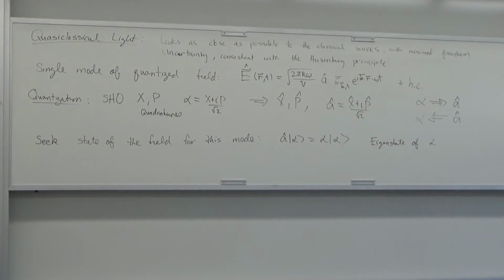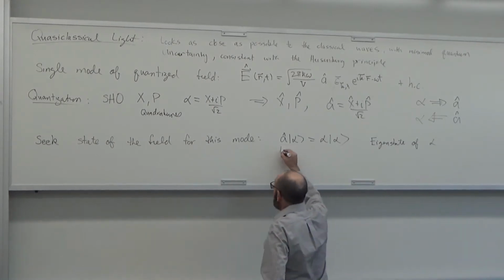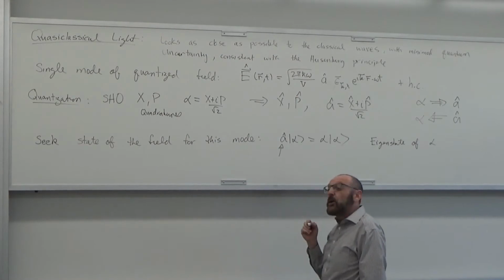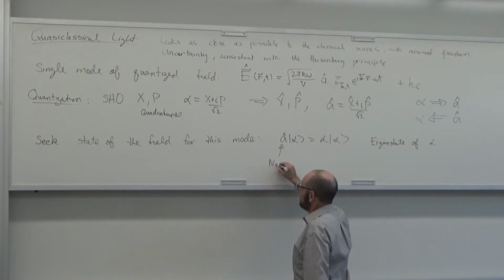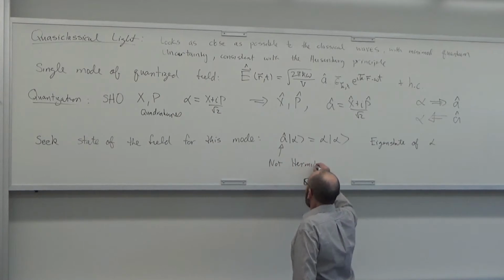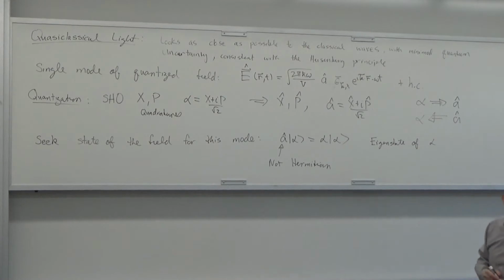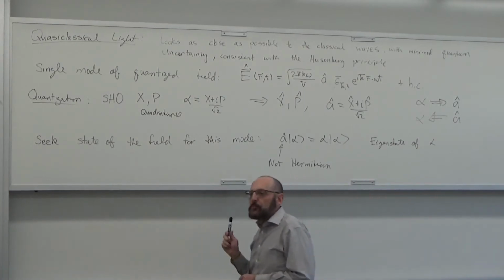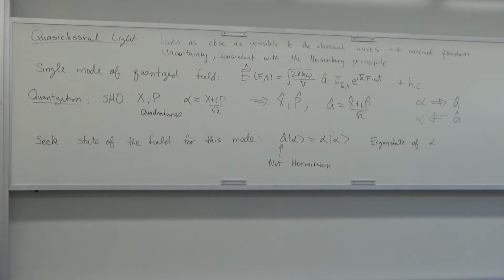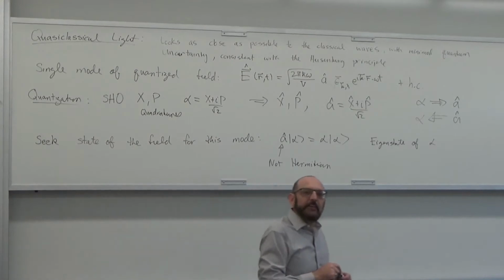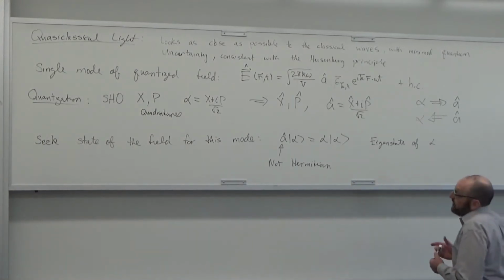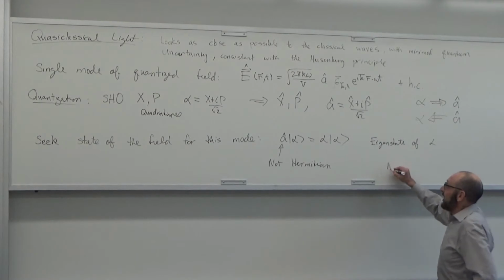Now, it's not necessarily the case that such states exist, because this is not a Hermitian operator. In fact, it's not even what we call a normal operator. A normal operator is an operator that commutes with its adjoint. And this doesn't commute with its adjoint. And only for operators that commute with their adjoints are we guaranteed that there exist eigenvectors of those operators. In fact, there is no eigenvector of a dagger.